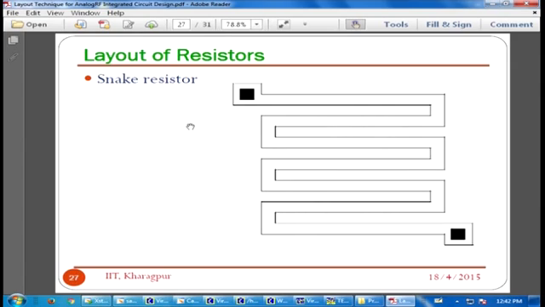It's also generally called a snake resistor. Suppose one resistor value is very high; for constant area you have to make it this way. It is another kind of structure, so that the area is optimized.